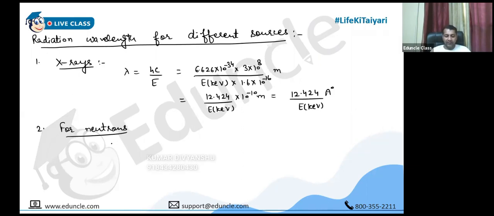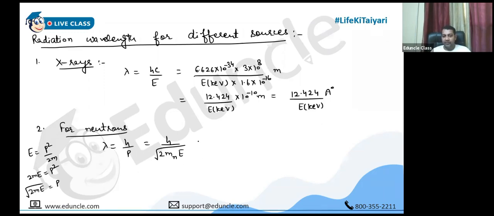And we know that neutrons are material particles. For every material particle, the wavelength is given by the de Broglie relation, h by p, where p is momentum. And how is p related to energy? By this formula, because energy is p square by 2m. So 2mE is equal to p square, so the square root of 2mE is p.